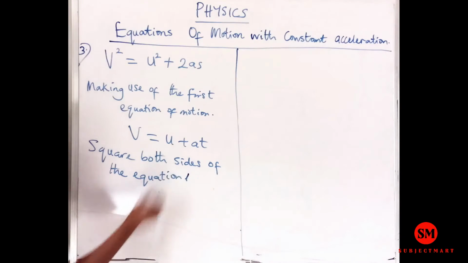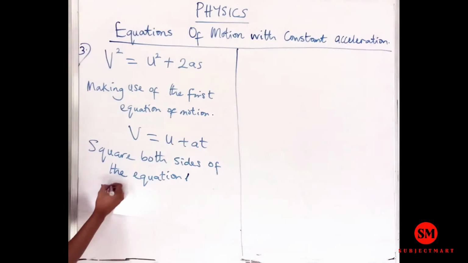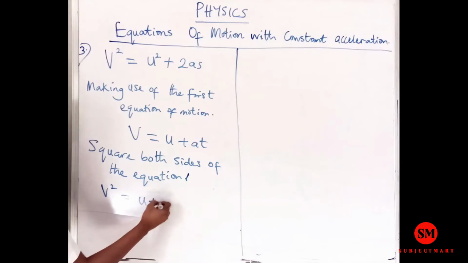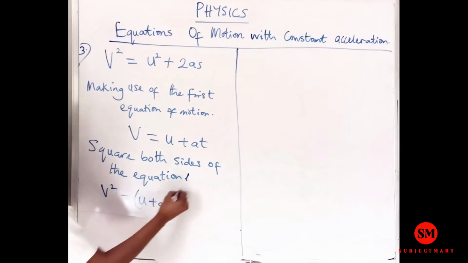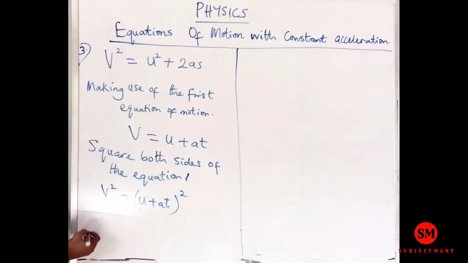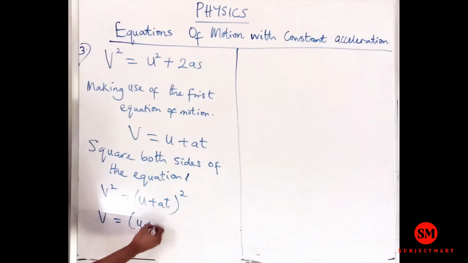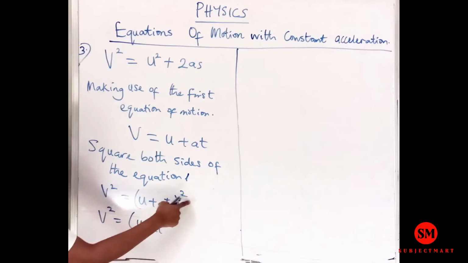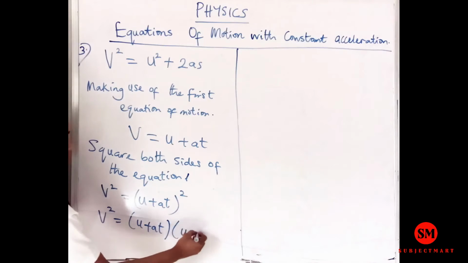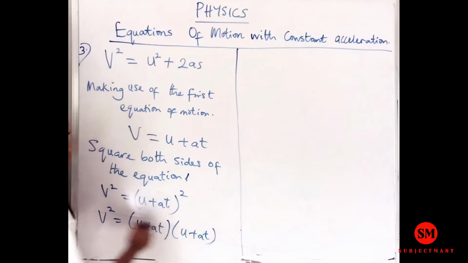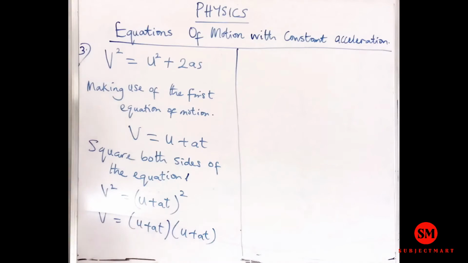Of the equation 1. So we have v squared equals (u plus at) squared. Alright? So v squared equals (u plus at) squared. This is the same thing as writing it twice: u plus at in two places.